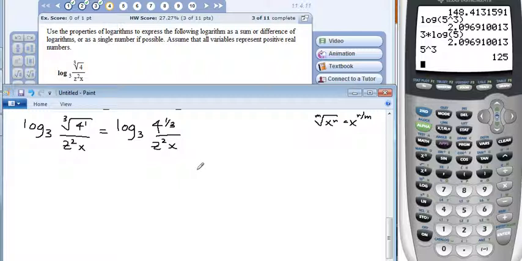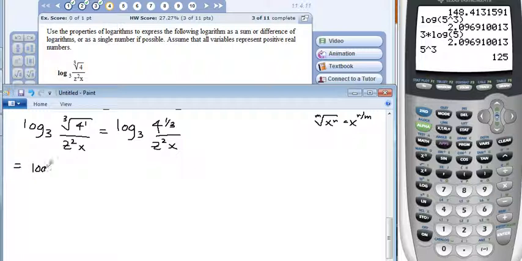Okay. Now I've got division, and I've got multiplication, and I've got power. So again, I'm going to use all 3. I'm going to be very careful about this because my product is in the denominator, which is a very common mistake that people make.